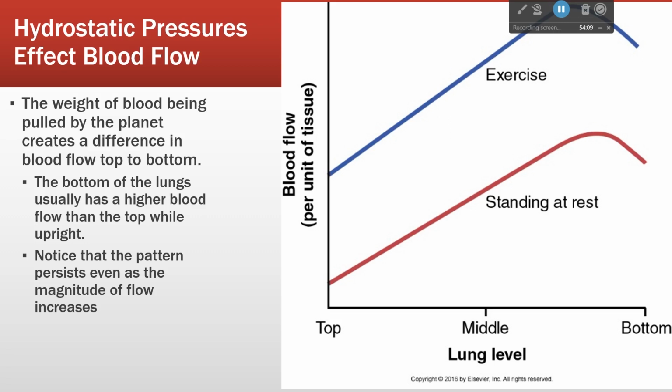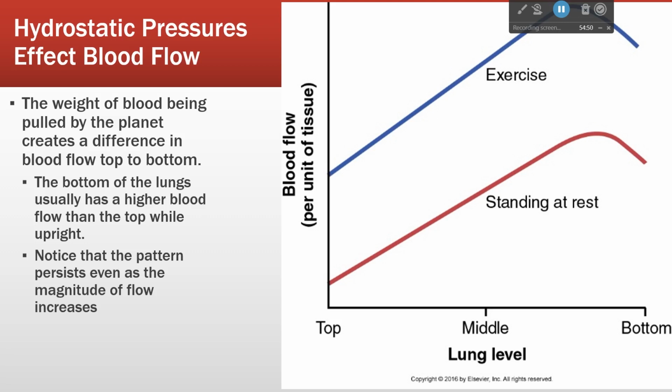So it means that the weight of the blood being pulled towards our feet creates a difference between the top and the bottom of the lung, right, in terms of blood flow. Okay, so blood flow on the y-axis, where we're at in the lungs on the x-axis. So we're going from top to bottom. So we can see that at the top of the lungs, up here in the apices, we have less blood flowing than we do down here in the bases of the lungs. All right. And whether we're at rest or in exercise, the pattern is still the same, even if the magnitude is a little bit different.